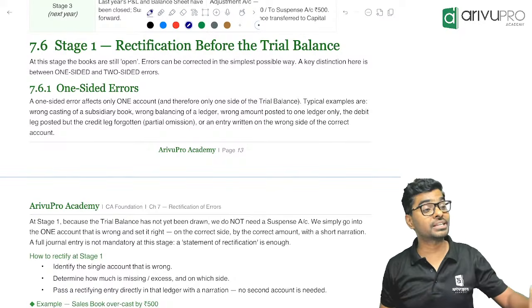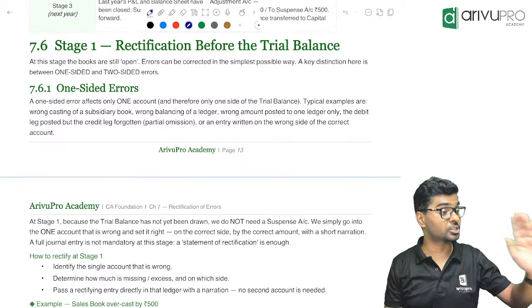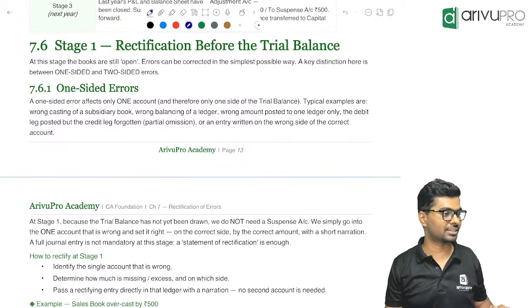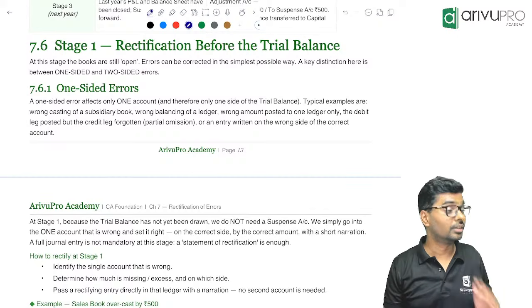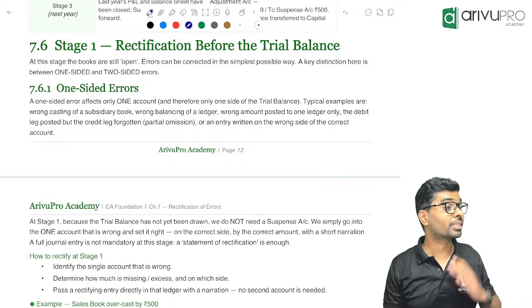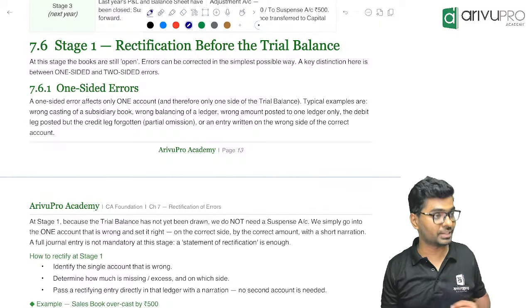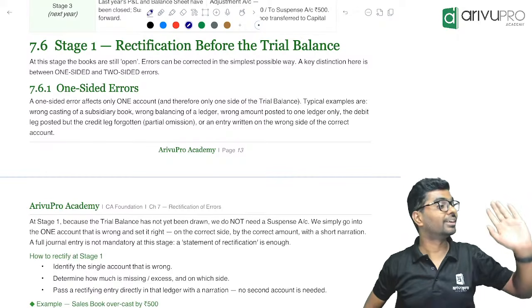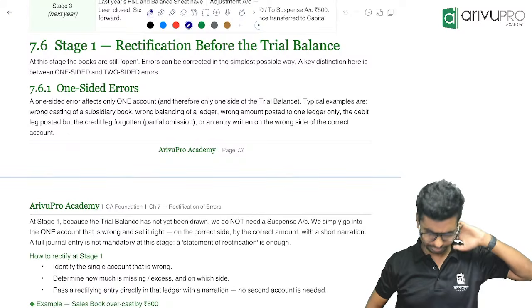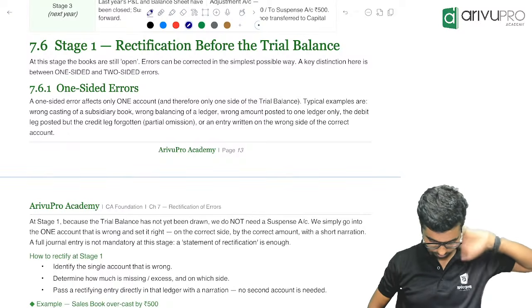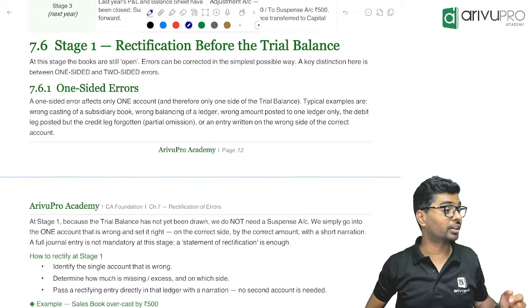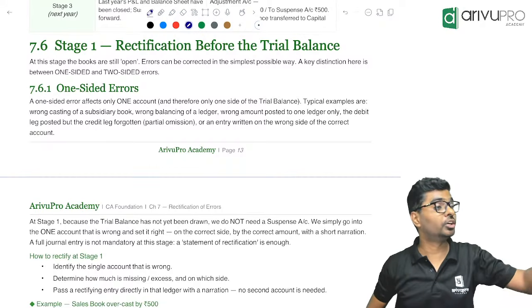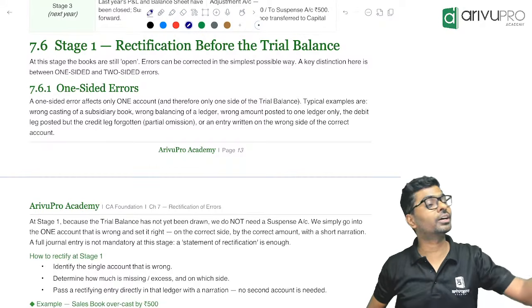Now he is asking, sir, when will I pass suspense account? Suspense account is after trial balance. So which stage am I doing? Before trial balance. That means I will say, Ram, you should have got a debit. Sorry, debit or credit? Ram account should have got a credit. You did not get a credit. Now I will give you a credit.